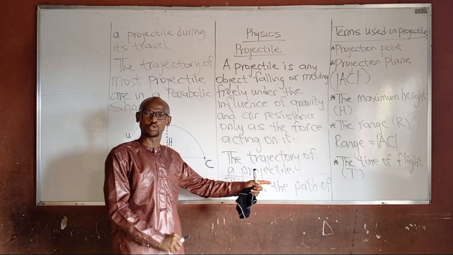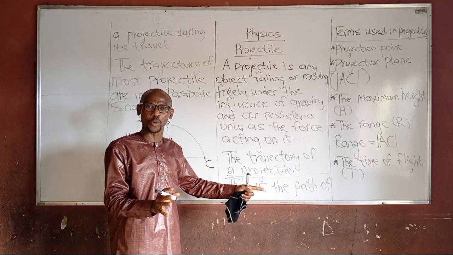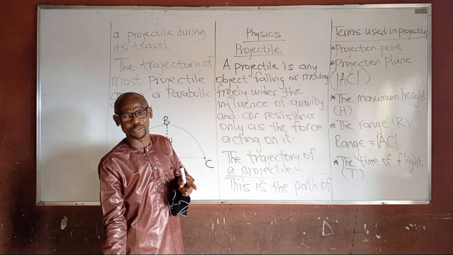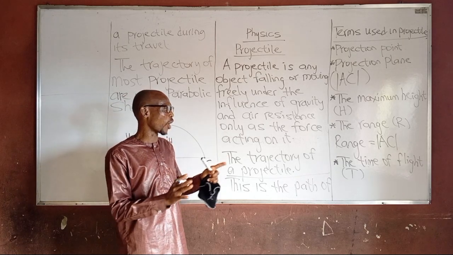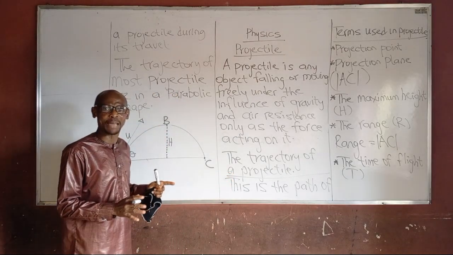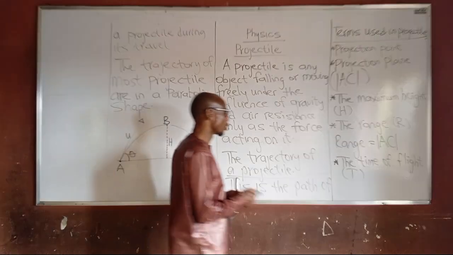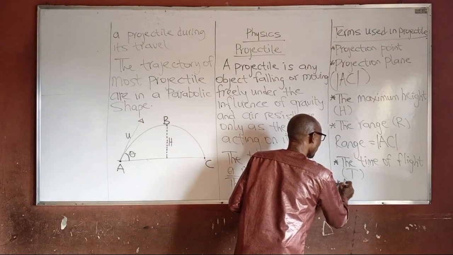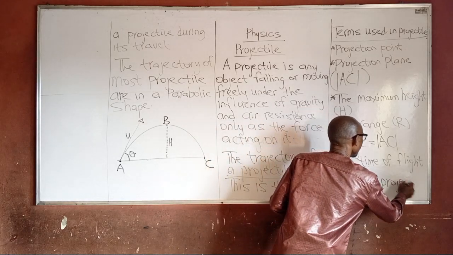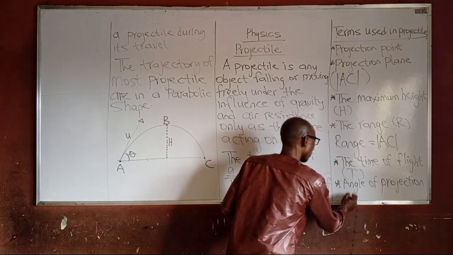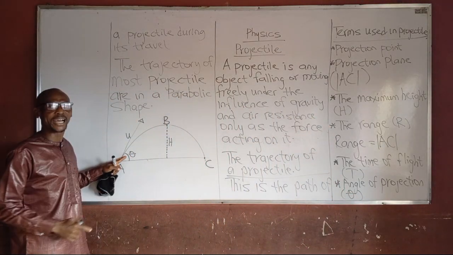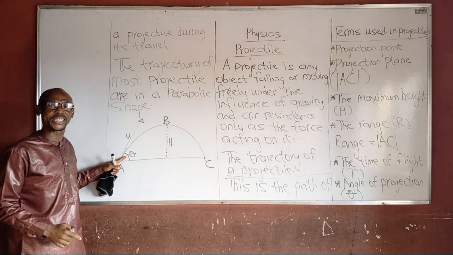From the time it was released from its point of projection up till the time it gets back to the ground again is referred to as what? The time of flight. Then we are going to look at another term, the projection angle or angle of projection. I'm going to indicate it with theta in my diagram here. Theta, the angle of projection is theta here.